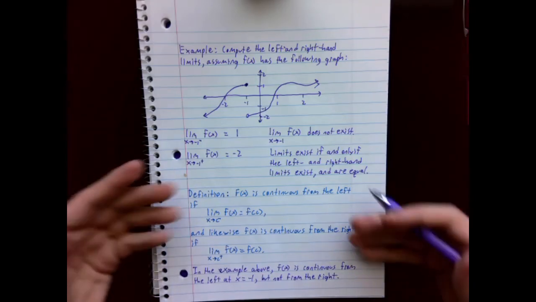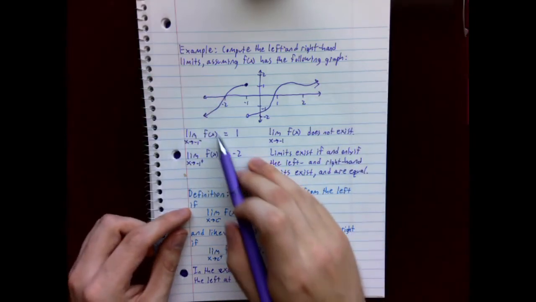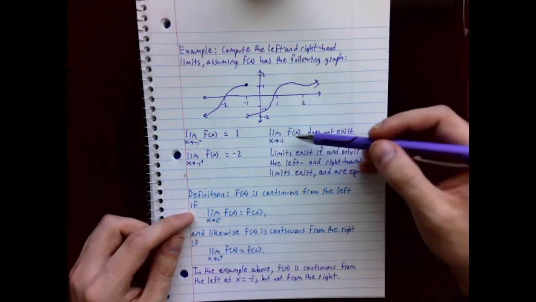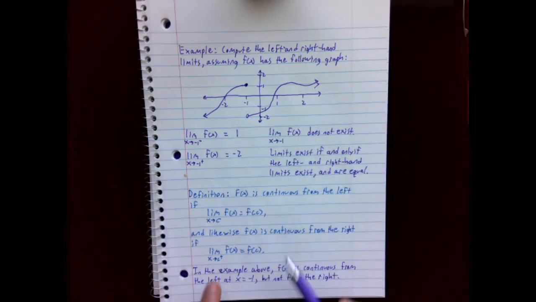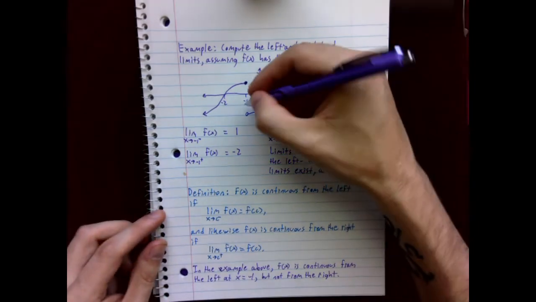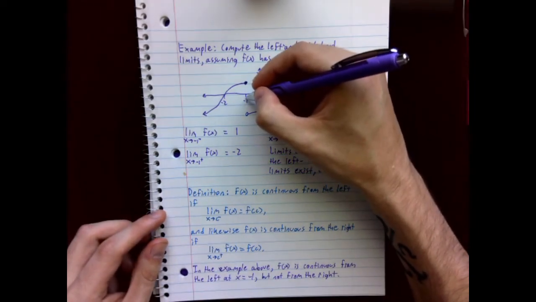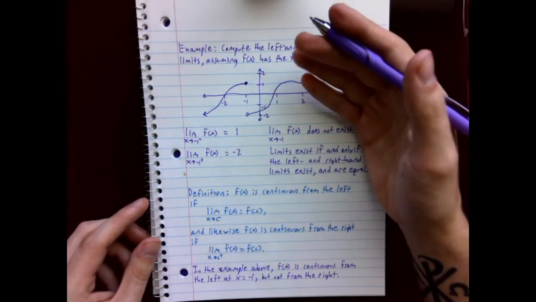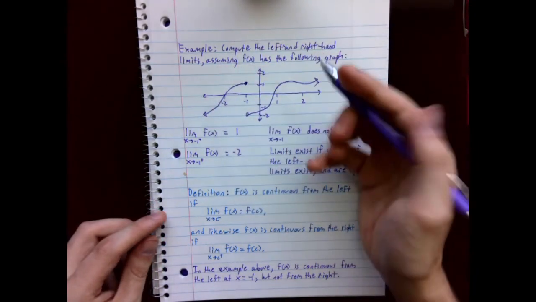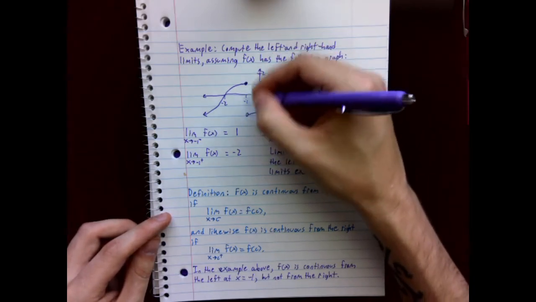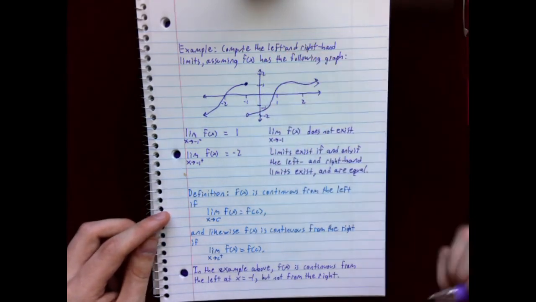Okay, so given a graph, you can determine particular limits. You can say whether or not limits exist, and then you can also classify the continuity of a function from the left or from the right. Notice that maybe if I had filled in the dot right here, and then this was an open circle, then f of x would be continuous neither from the left or from the right, because its value would not be either of the two values that it is approaching.